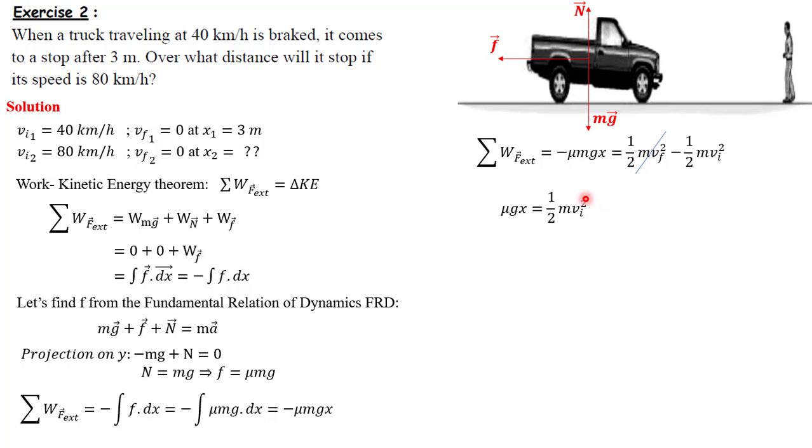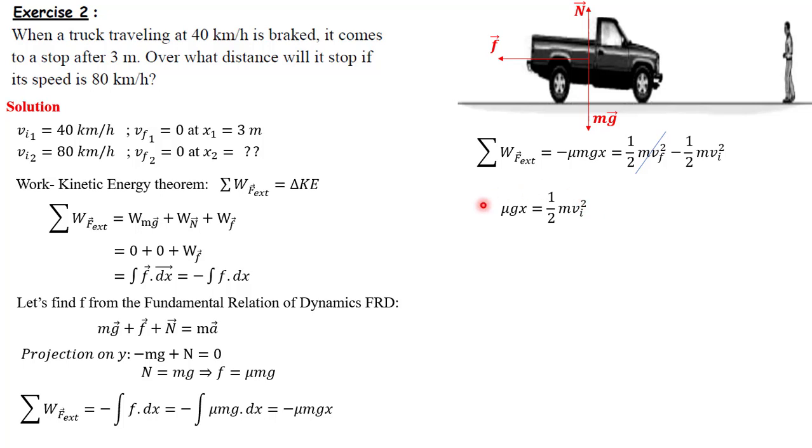This means that if we have the initial speed, we can deduce the distance traveled by the truck when it comes to a stop. So if we apply this equation on case 2, in order to deduce x2, we have to know what is mu. But in the given, we don't know what is mu. So what to do? In fact, we have two methods to solve this exercise. We can apply this equation on case 1 and on case 2, and then we can eliminate mu to find x2, and this is what I will do right now.